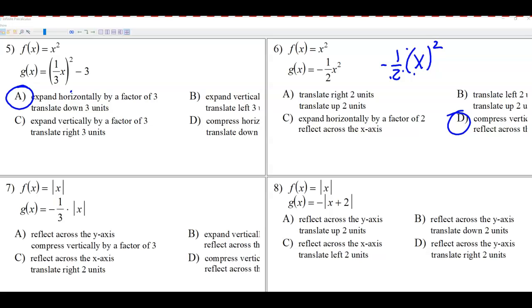Next one. Alonzo, what did your group get for 7? B as in boy? Okay, so let's see. Expansion vertically and reflection across the x-axis. I think that's correct. Good. And last one, Amaya, what did your group get for 8? C. Reflection across the x-axis and translates left.